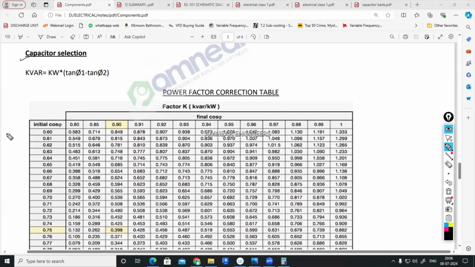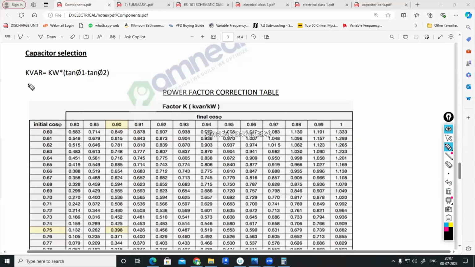For sizing the capacitor, we need to calculate how much reactive power is actually required by that electrical system. Normally, you know what is the unit of a capacitor? Unit of capacitance is farads, right? But when you are seeing a capacitor in an electrical system, it will be rated in kVAR. For example, if you are seeing a capacitor with 10 kVAR of rating, that means this capacitor is able to compensate 10 kVAR of reactive power.